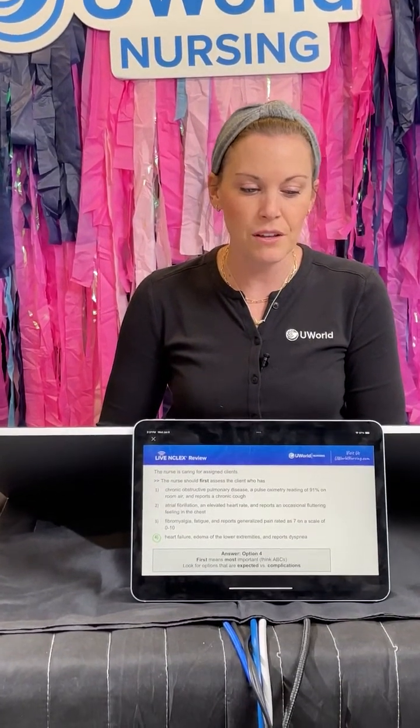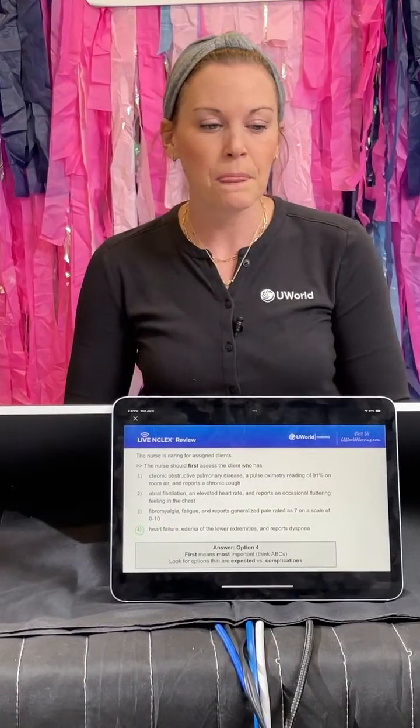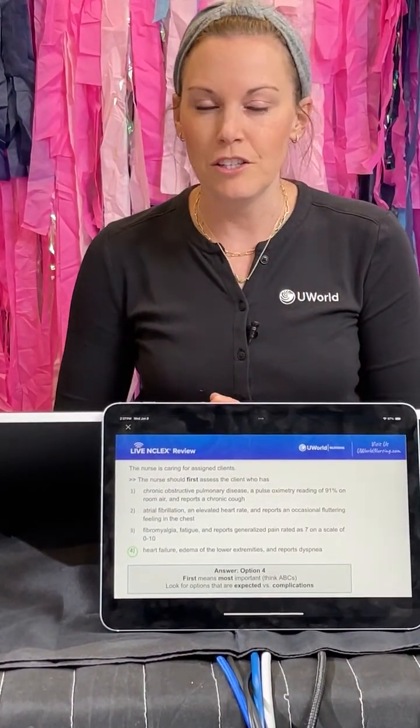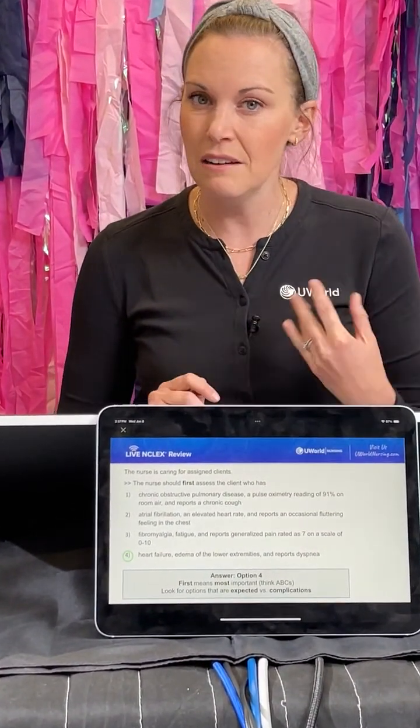So with that being said, I'm going to go ahead and pull up the right answer. Our correct answer on this one is going to be option 4, heart failure, edema of the lower extremities, and reports dyspnea. First, in this question, the word first is bolded, so that's going to mean this is a priority question. We're going to prioritize what we're seeing in these options, and we're seeing a combination of different things.